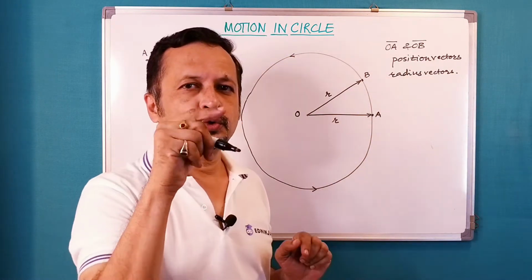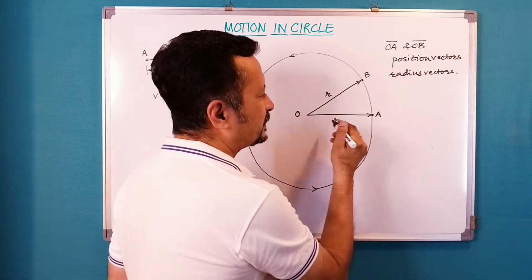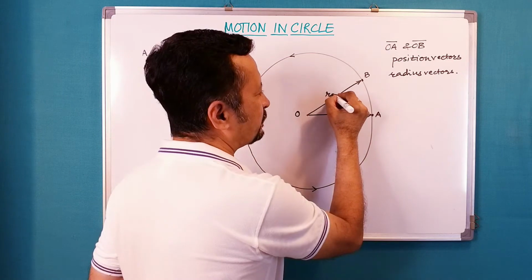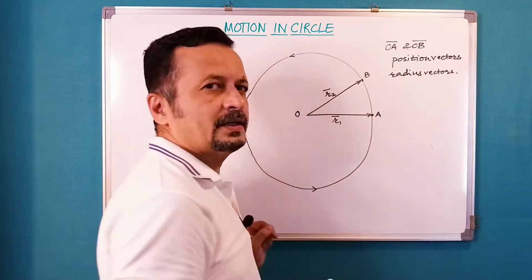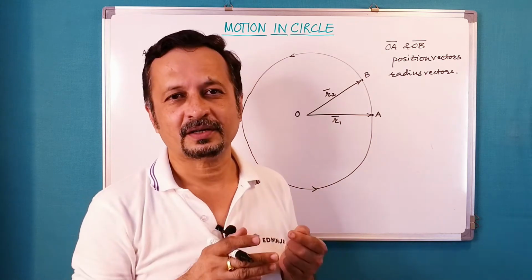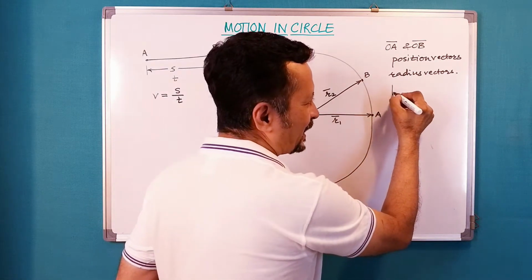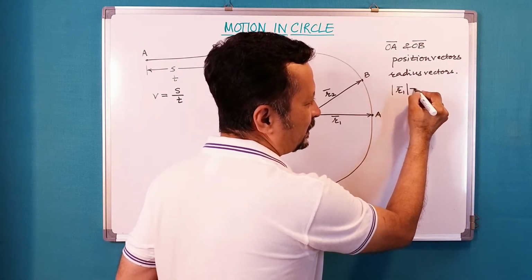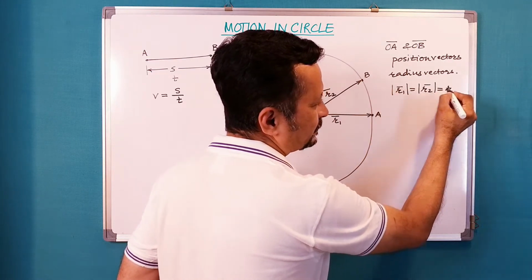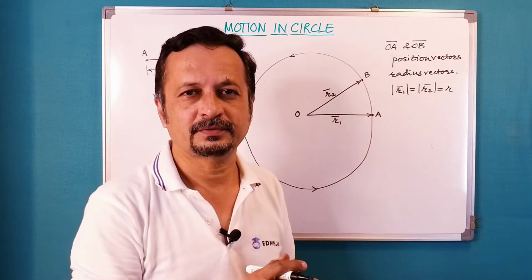Now you must note one thing: the magnitude of this radius vector, let us call it r1 bar, and the magnitude of this radius vector r2 bar. Are they not the same? They are the radii of the same circle. So I can say magnitude of r1 bar equals magnitude of r2 bar, and that is equal to r, the radius of the circle.